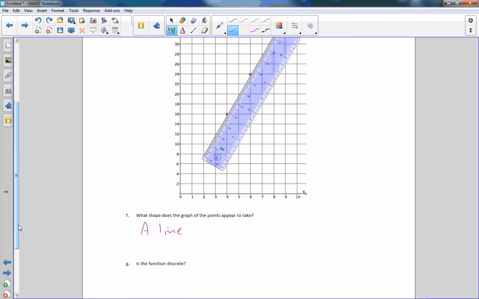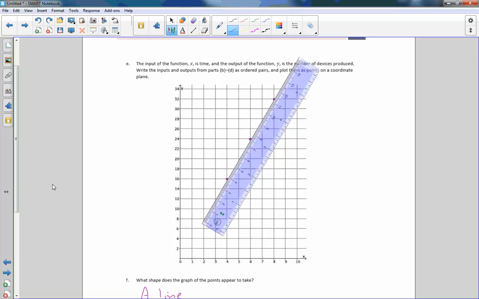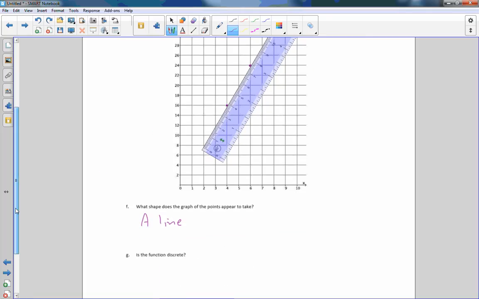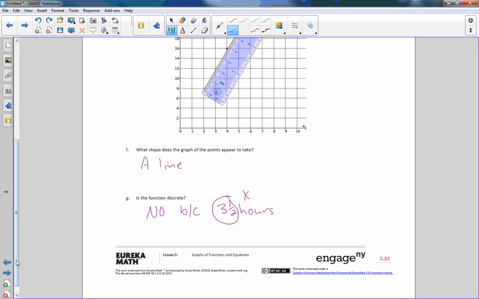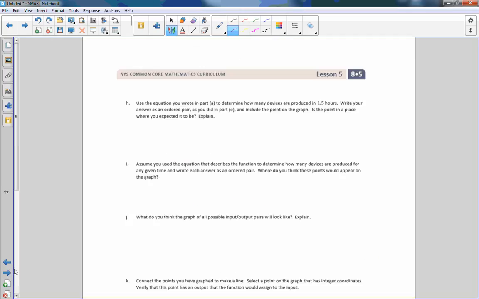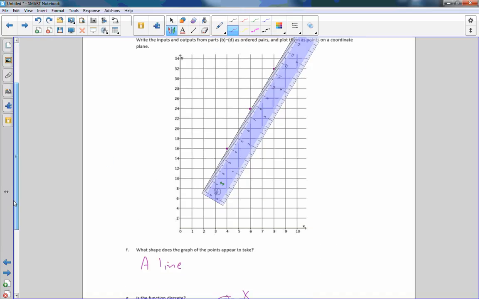Is the function discrete? Well, what is x in this situation? Time. So I would say no, because I could say 3 1/2 hours. How many devices? So this is my x. It is a fraction. It is not an integer, therefore it is not discrete. And in discrete functions, we can only substitute in integers, or whole numbers, I should say. H, use the equation you wrote in part A to determine how many devices are produced in an hour and a half. So there you go. That's why it's not discrete.